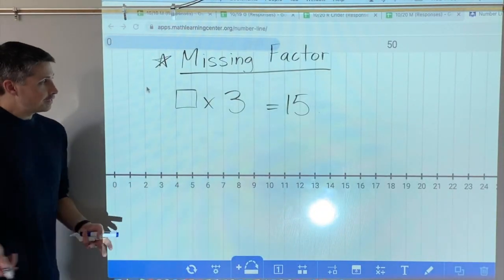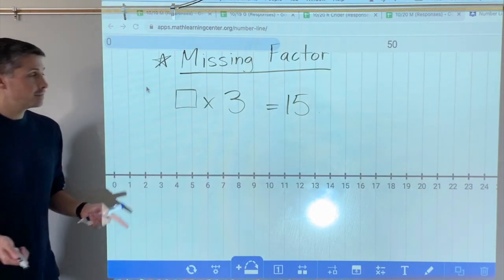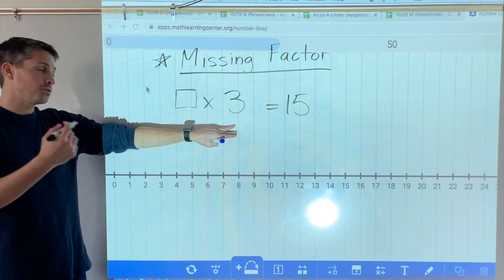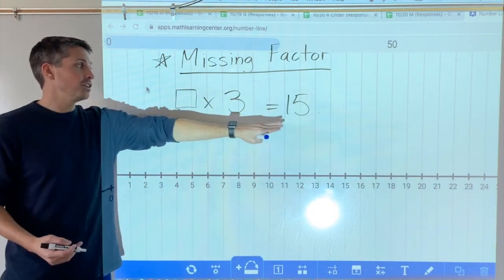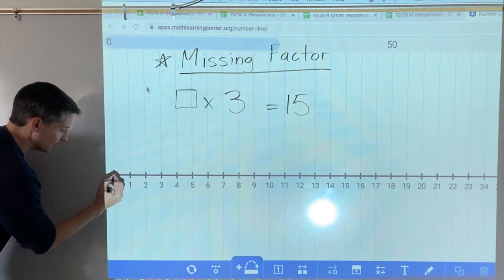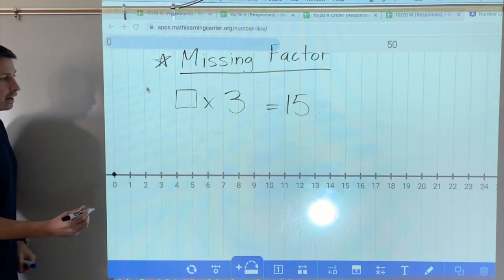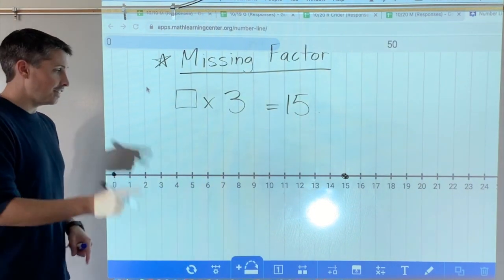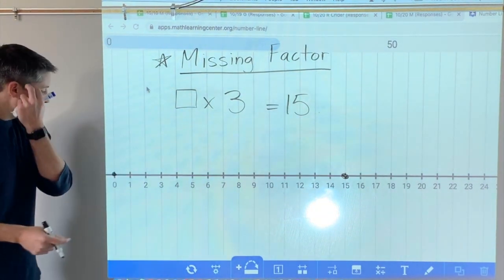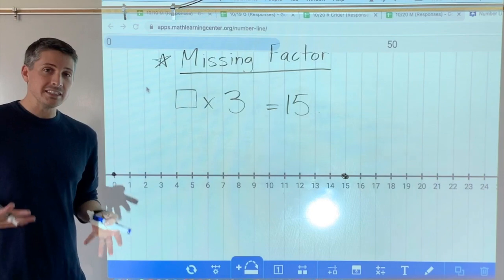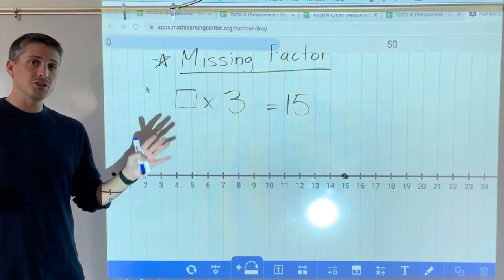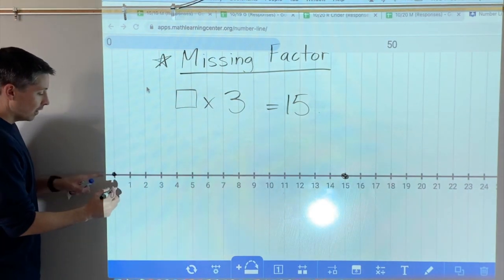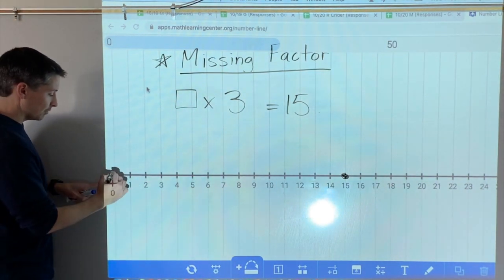So another way you can solve this is by using a number line and making your jumps of 3, so jumping 3 spaces until you get to 15. So I'm going to start with 0, and I'm going to mark 15 because I know that's where I'm ending. I have to end there because that's our product. But I just don't know how many times I'm making the jump. I know I'm jumping 3 every time, but I don't know how many times I'm going to jump 3. So I'm going to start by jumping by 3s.